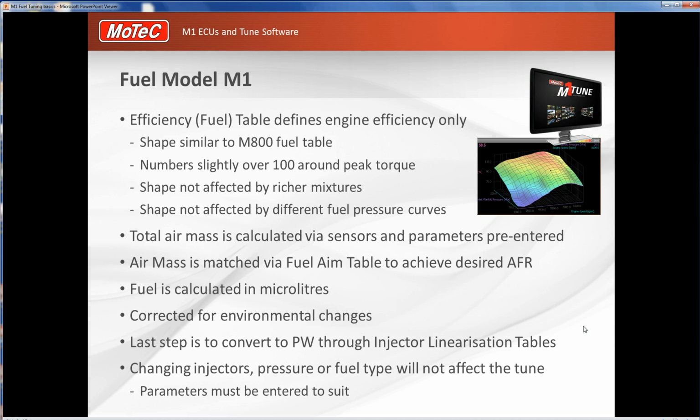Alright, so it's really important to understand that for this system to work well, you must enter accurate calibrations for everything. Obviously sensor information must be accurate, but injector calibrations, fuel pressures, things like this, you must enter that information into the program in order for it to calculate the correct amount of fuel required. Alright, so that's a key thing about getting an M1 to work well, is to have accurate setup on those parameters.